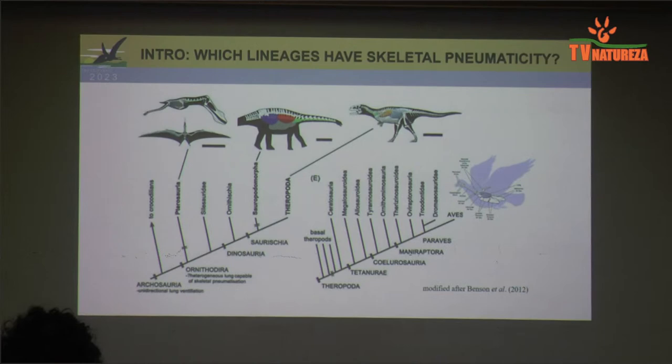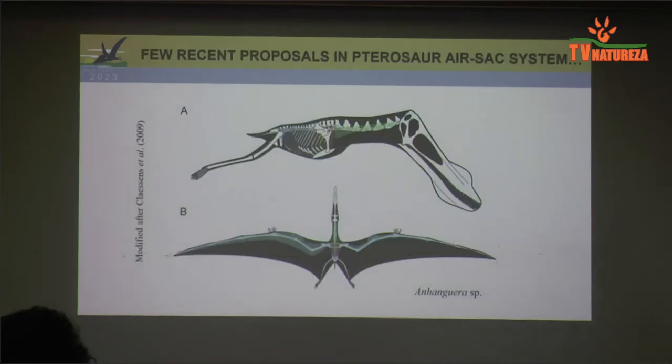And well, knowing that we could infer the presence of pneumatic foramina, the structure where the bone is bored, we could infer and reconstruct how the pulmonary air sac system is. The first to do that were in this paper by Claessens et al. in 2009, in which they provide a framework of the pterosaurian respiratory system.